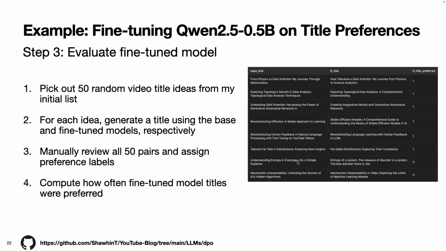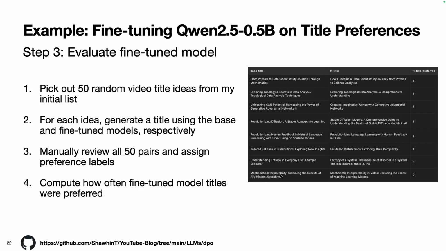"Understanding Entropy in Everyday Life: A Simple Explainer." It's not great, but there could be something there. But then this one is quite wonky. So, "Entropy of a system, the measure of disorder in a system, the less disorder there is, the..." So it seemed like it wasn't even trying to write a title. It was like trying to write a paragraph or something. So the base title was preferred here.